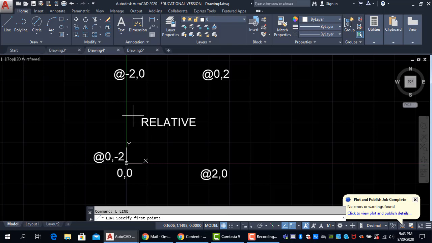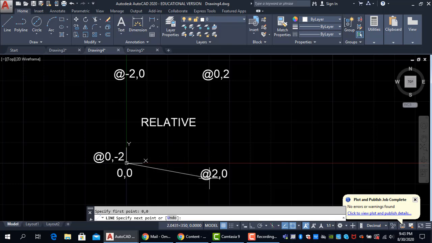Line. First point, 0, 0. Now remember, on the relative, it goes back to the previous point. Okay? So we need to find this point. In this case, in reality, the previous point is the origin. But just so we can see how it works, we're going to follow the steps we have here.